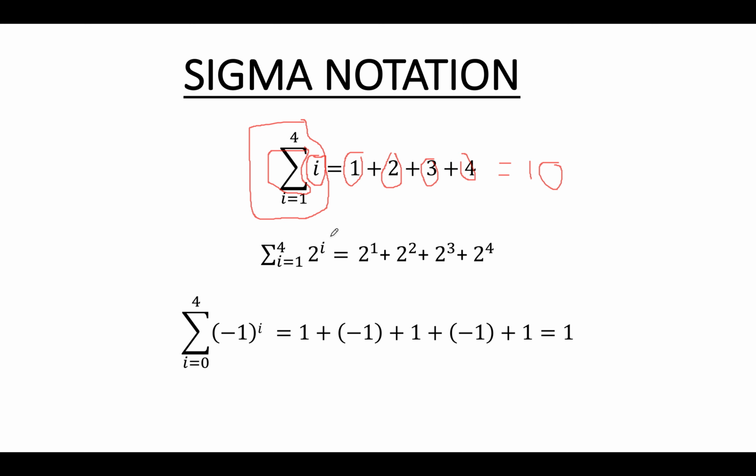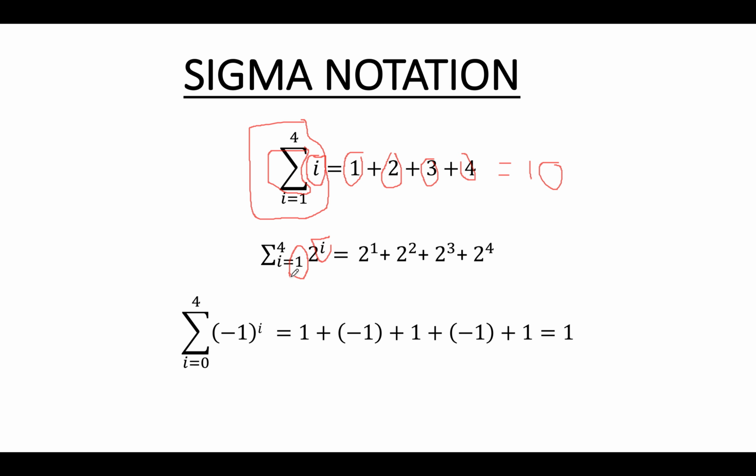Look at the next one. Again, wherever you see an i, you exchange it for the number. Here i starts from 1. So 2 to the 1, then you put a plus again, then 2 to the 2, then 2 to the 3, then 2 to the 4. Again, it's the same thing. It's nothing really that difficult. You're just replacing the i with each term, starting from the number they give you here. You don't always have to start with 1. It depends on what they give you.